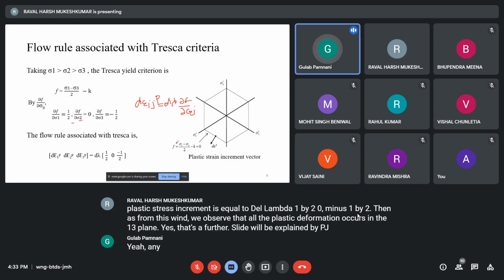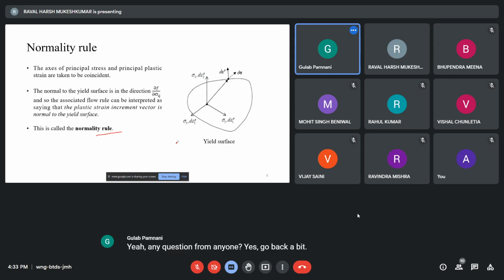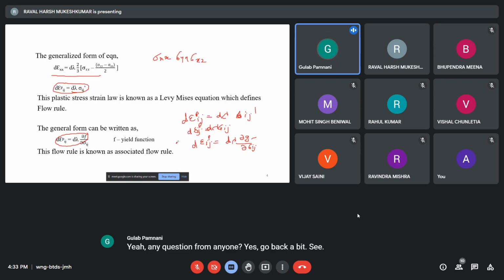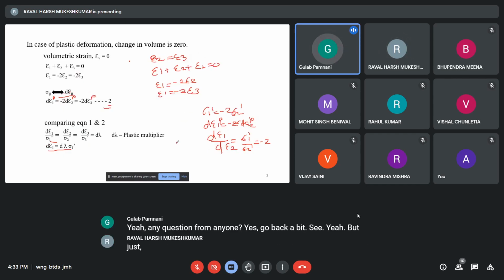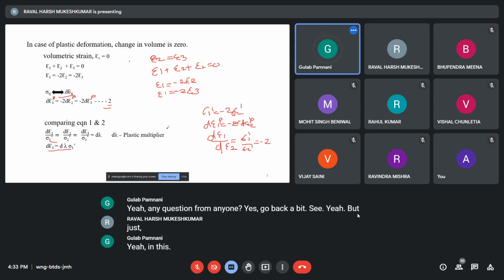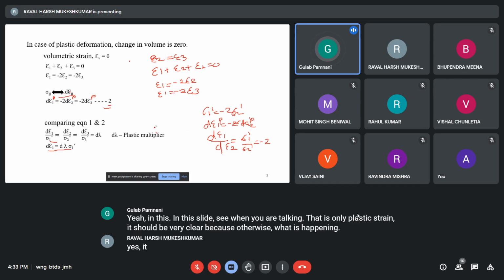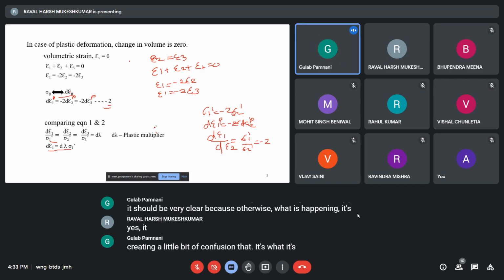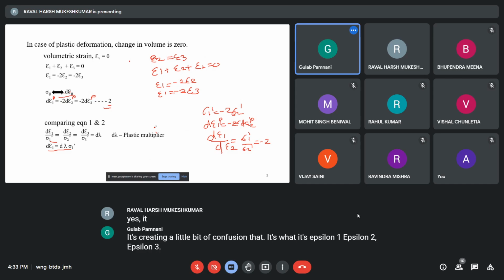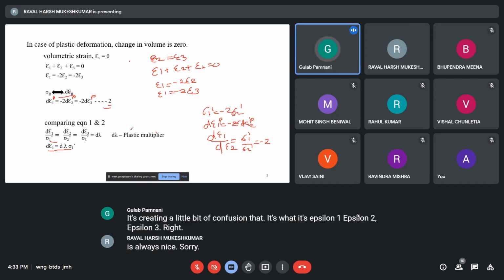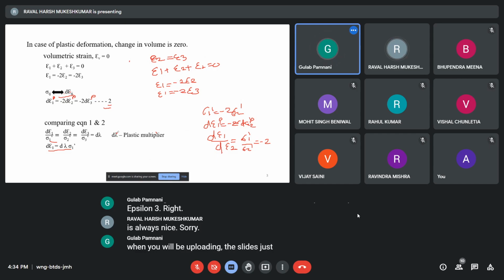Any question from anyone? Yes, go back a bit. Further, yes, move back. In this slide, when you are talking about only plastic strain, you should be very clear, because otherwise it creates a little confusion about what epsilon 1, epsilon 2, and epsilon 3 are. Right? Yes, sorry. When you upload the slides, just ensure that what you are talking about is clear.